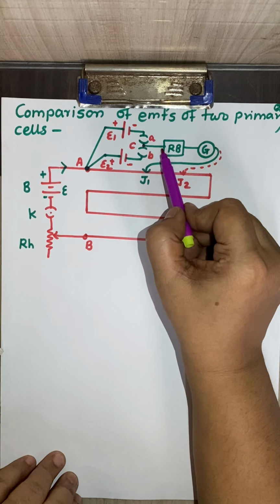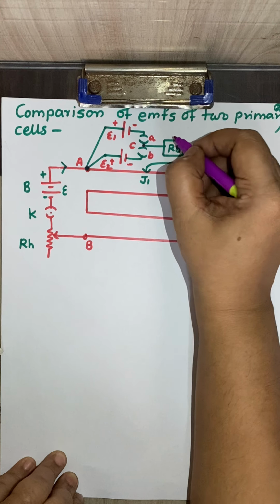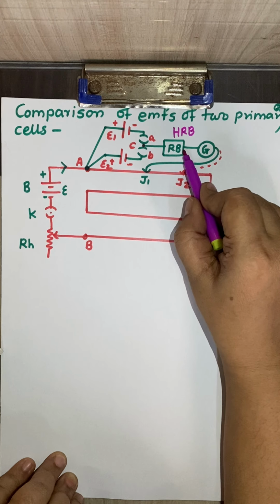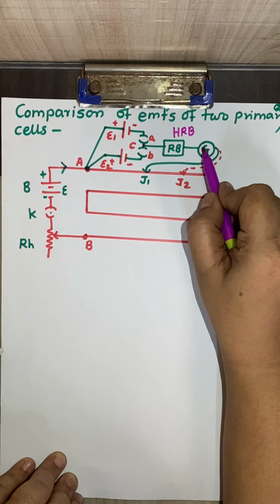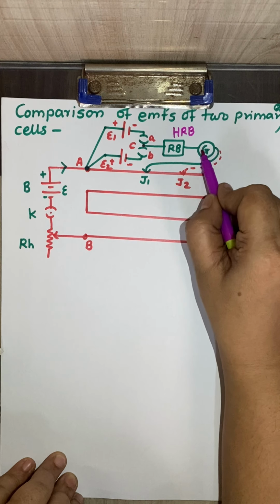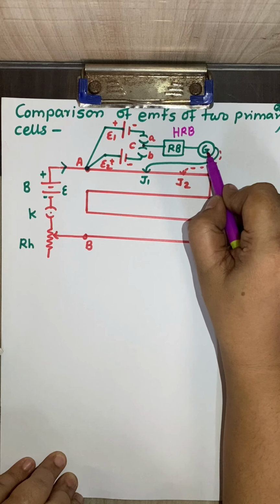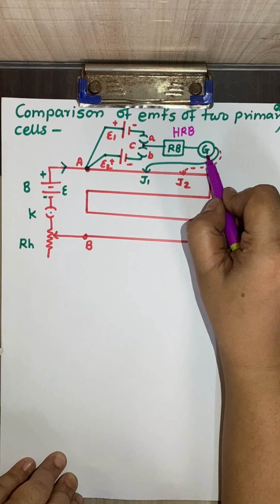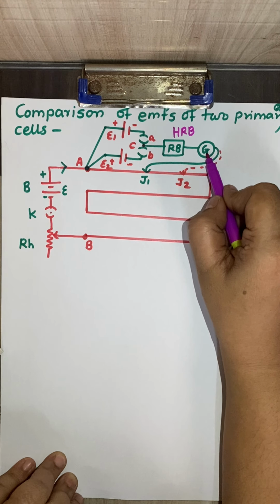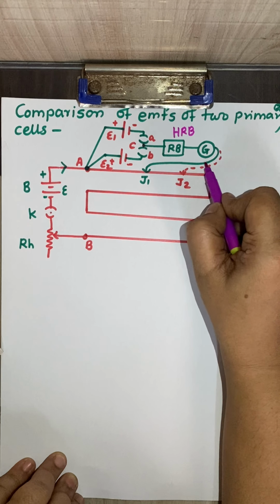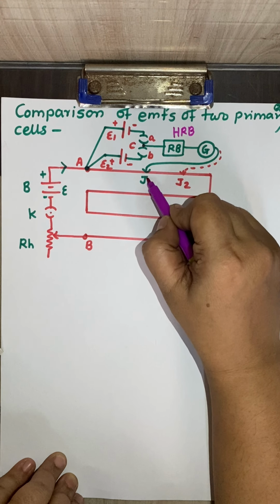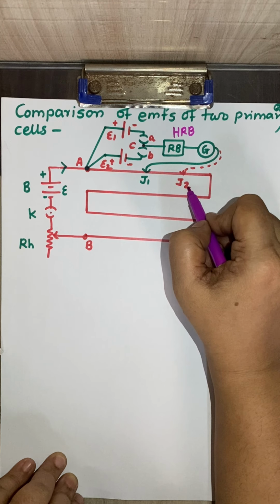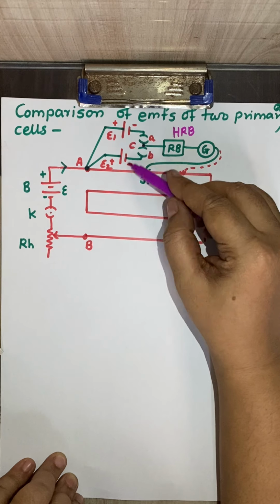From the common point C, a high resistance box, HRB, is used, and it is connected to the galvanometer, because we want to find out whether current is flowing through the circuit or not, whether it is showing deflection or not. To get the null point or balance point, the galvanometer is a must. The second terminal of the galvanometer is connected to a jockey, a sliding contact. J1 is one position and J2 is another position for the two different cells.